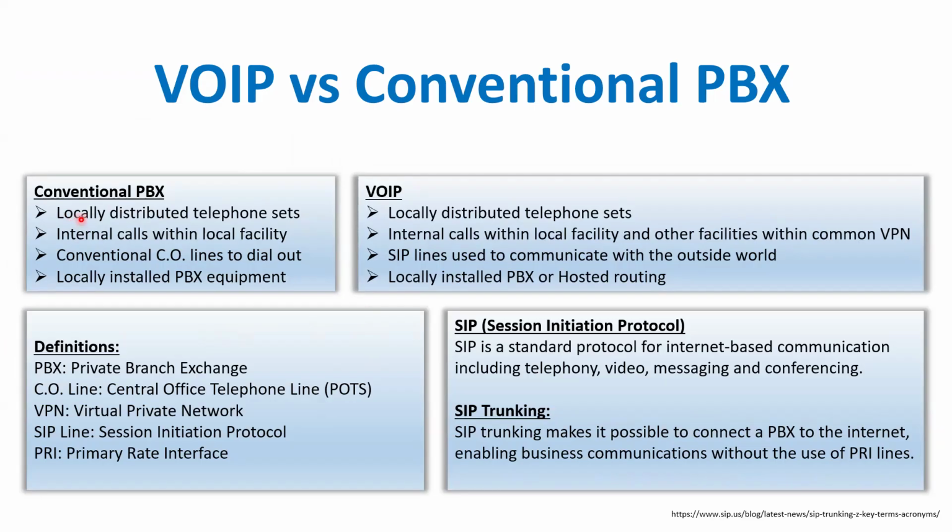Conventional PBX will have locally distributed telephone sets, and so does the VoIP telephone system, because that's the whole idea, to have telephone sets on people's desks so people can use their phones. Now, let's take another step here. Internal calls within the local facility. Oh, this is a bit longer. Internal calls within the local facility and other facilities within a common VPN. Ooh, that's huge. We'll talk about that in the next couple of slides.